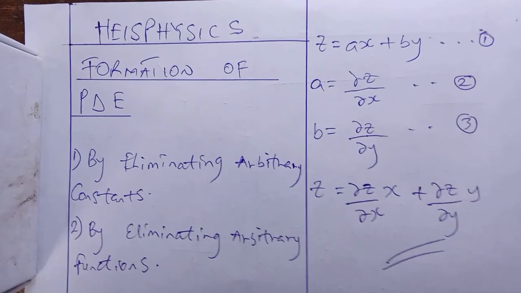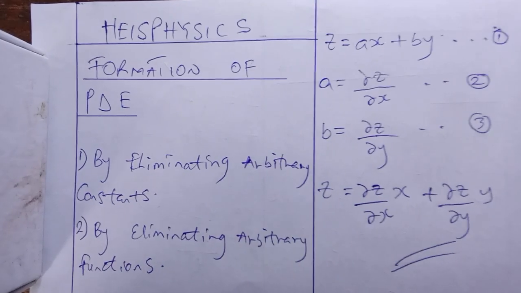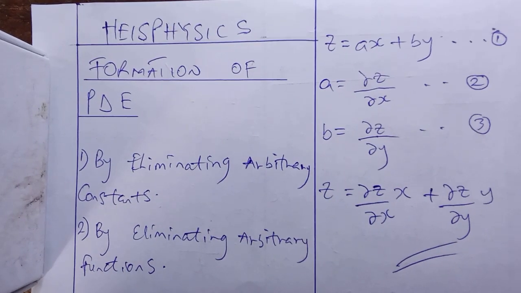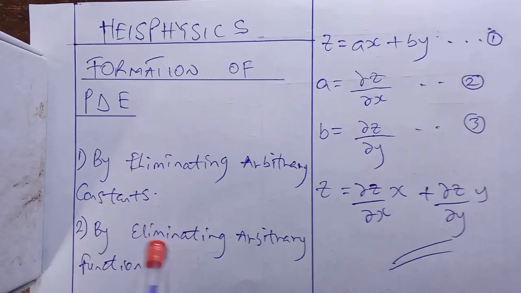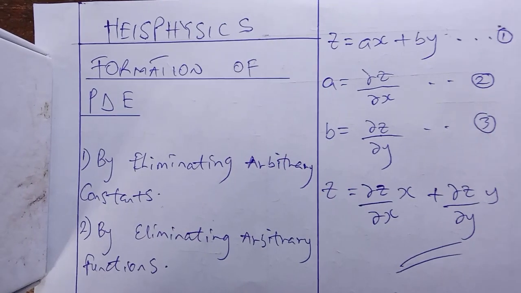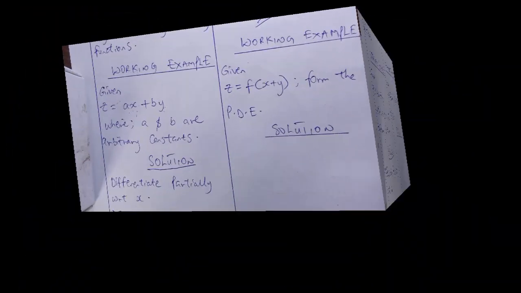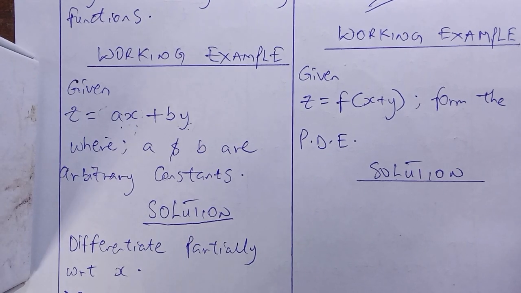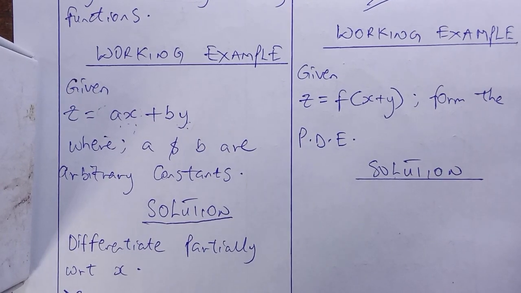So we are right. Now let me show you how to form a PDE by eliminating arbitrary functions, which is the second way to form a PDE. Let's get to that. Okay, so we have our example here, under formation of a PDE by eliminating arbitrary function.